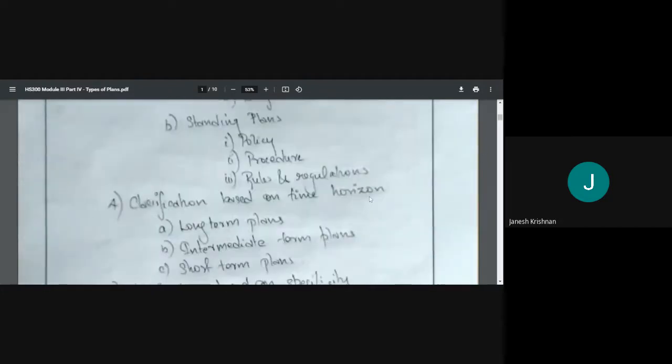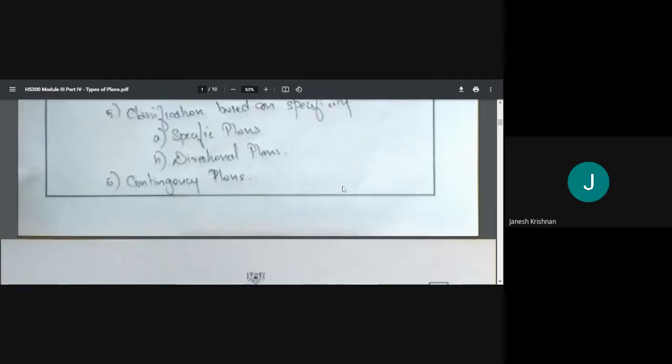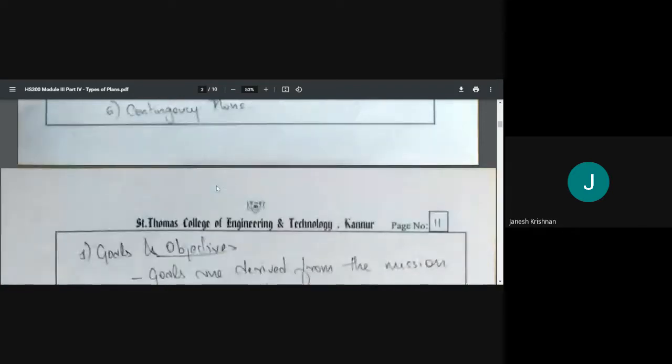Then based on the time horizon, how much time we have. Right? And based on specificity, how specific it is. Whether it is clear or not. And then finally we have contingencies. Okay? Contingency plans. So we shall look into this.